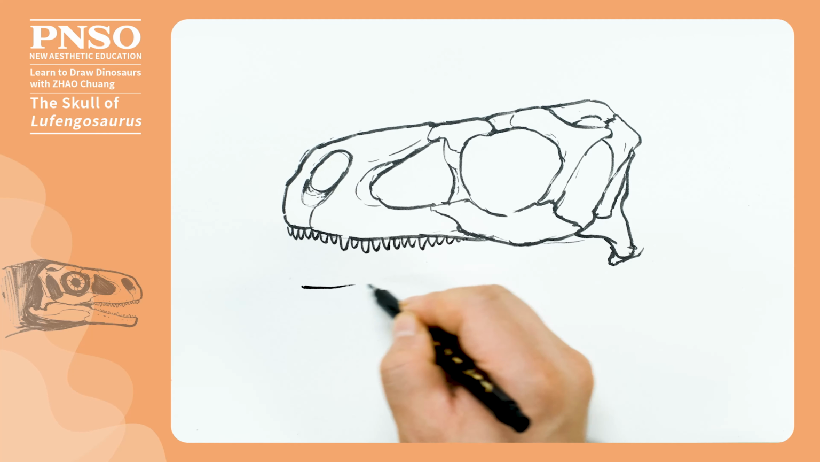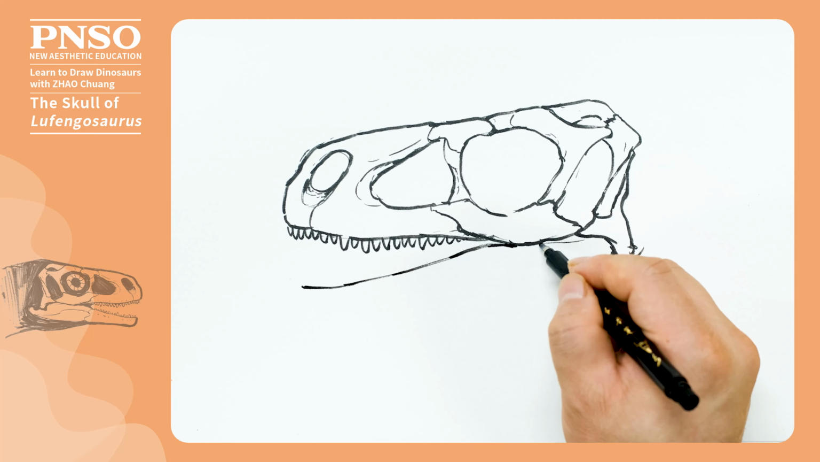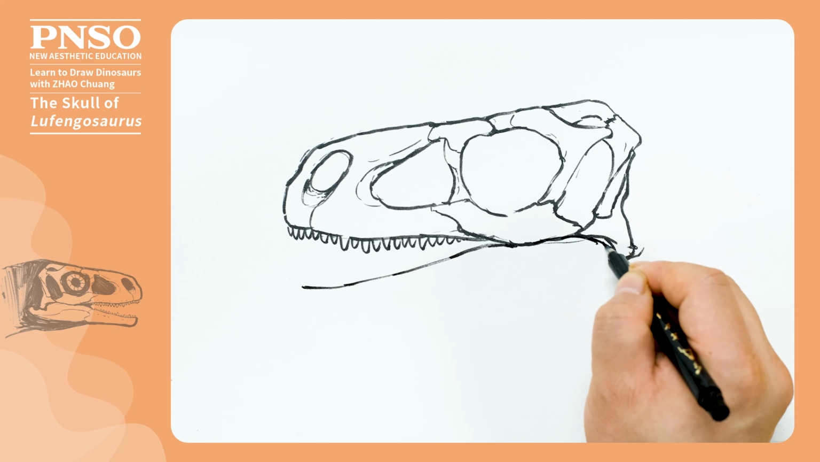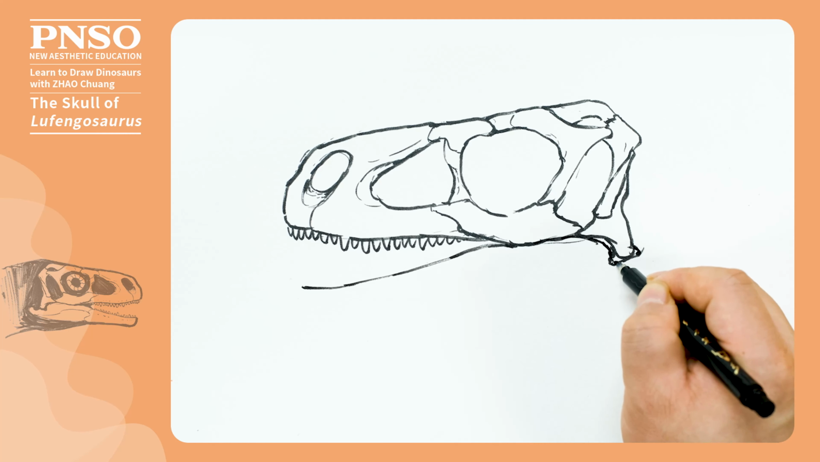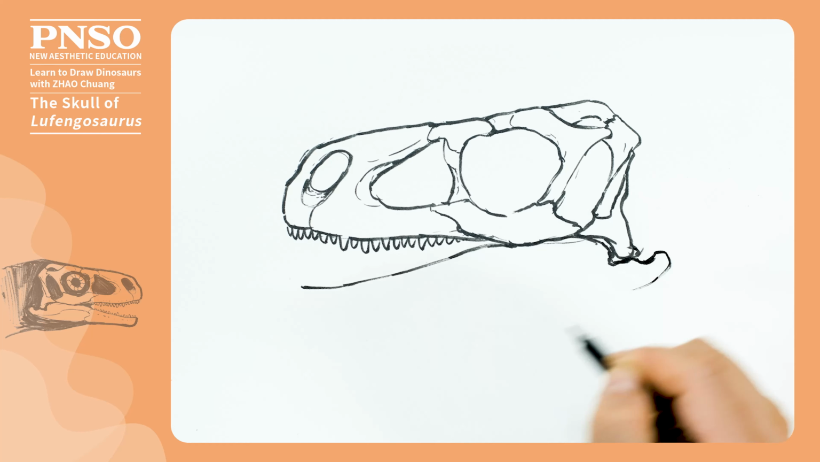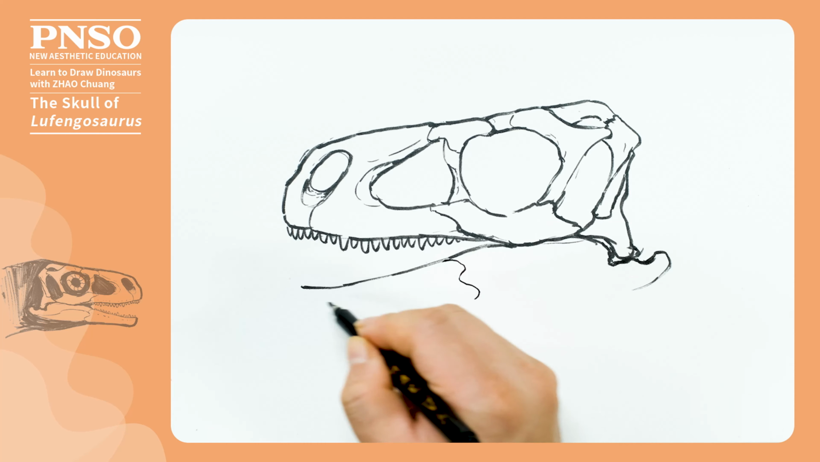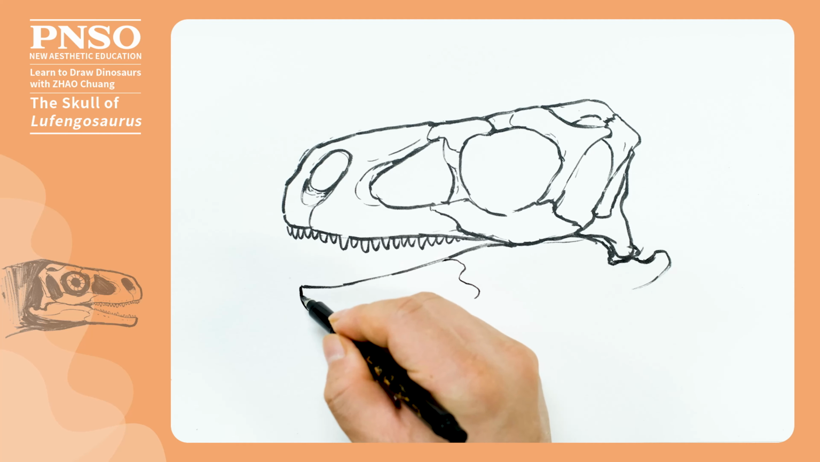Then, let's draw its mandible, which is narrow at the front. The line should curve downward when coming to the rear part. The rear is relatively wide. Here is the articulation, which still has a small piece protruding backward. One mandible is composed of 3 bones, with 6 bones in total on the left and right sides.